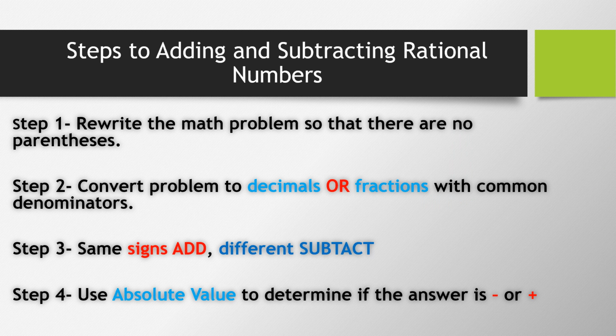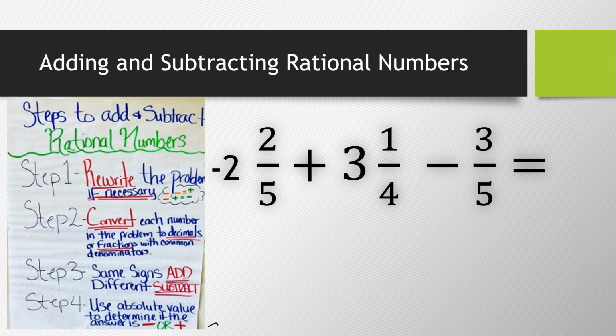So here are the steps to add and subtract rational numbers. We're going to go through these steps for all of the slides. The first step is to rewrite the problem, and it just says if necessary. The only time you rewrite the problem is if you see two signs next to each other. In this problem, I don't see two signs next to each other. I just see a positive over here and a negative over here. So I don't need to do step 1.